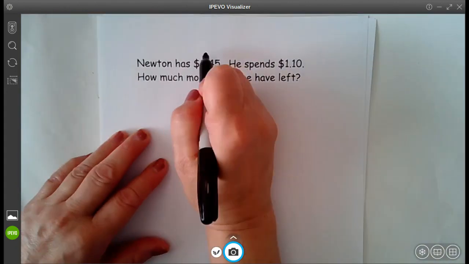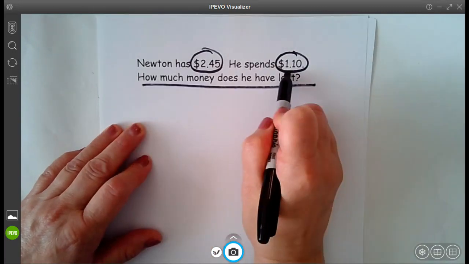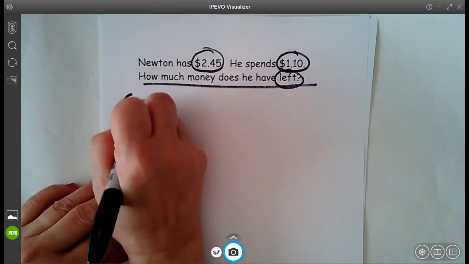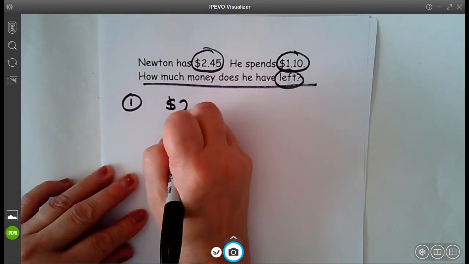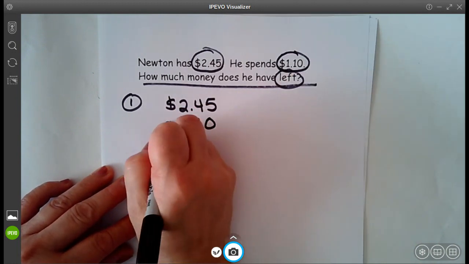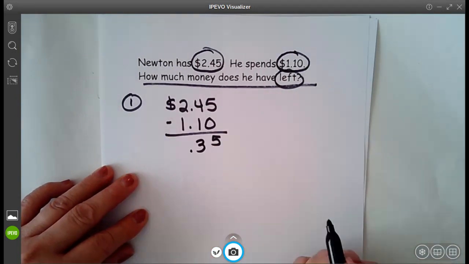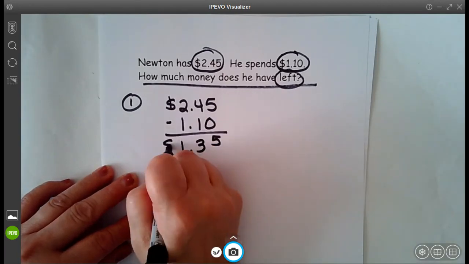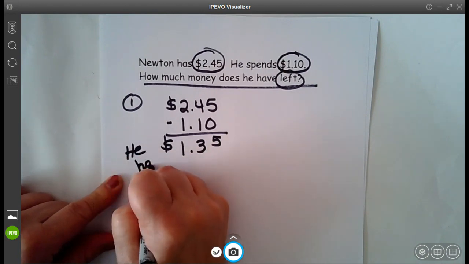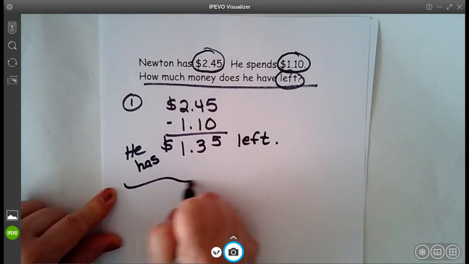All right. And I'm going to circle my money amounts, my numbers. How much money does he have left? The word left tells me that I have to subtract. So the first way to do this problem is to create a subtraction problem. $2.45, line up your places. Subtract 5, 3, bring down the decimal point like you did with addition, and subtract the rest. Don't forget your dollar sign. Since it's a word problem, I'm going to write it in the form of a sentence. He has $1.35 left.